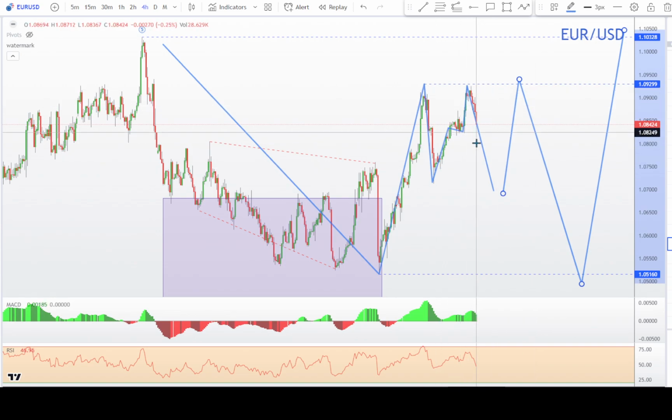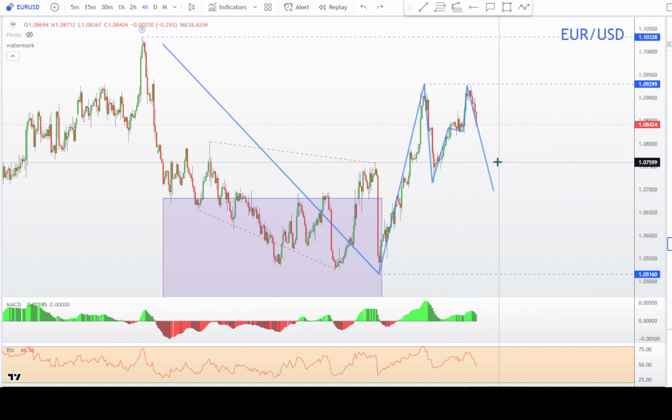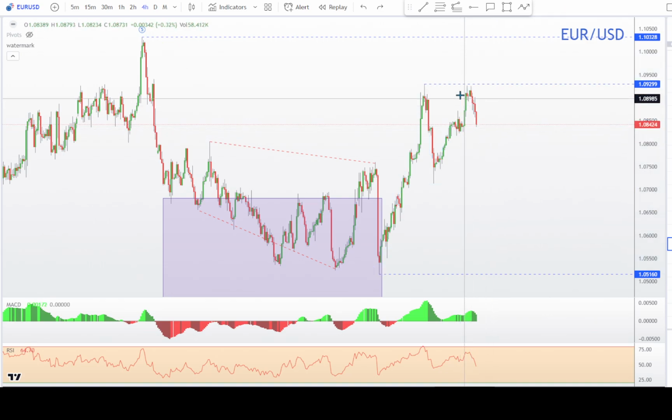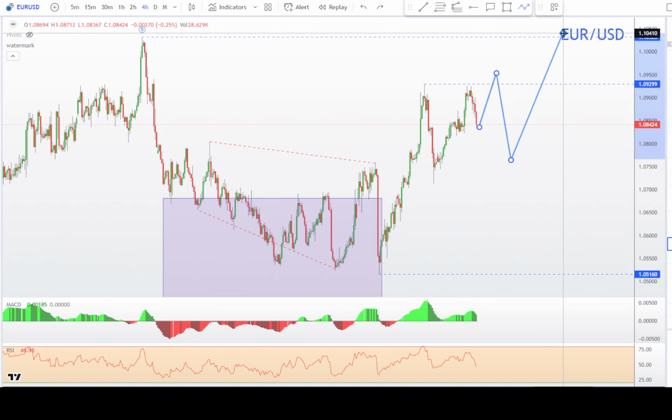Now this obviously could all change real quick. This could just turn into like a running flat. If they come and break this, then they might have a sharp down, and then continue up.